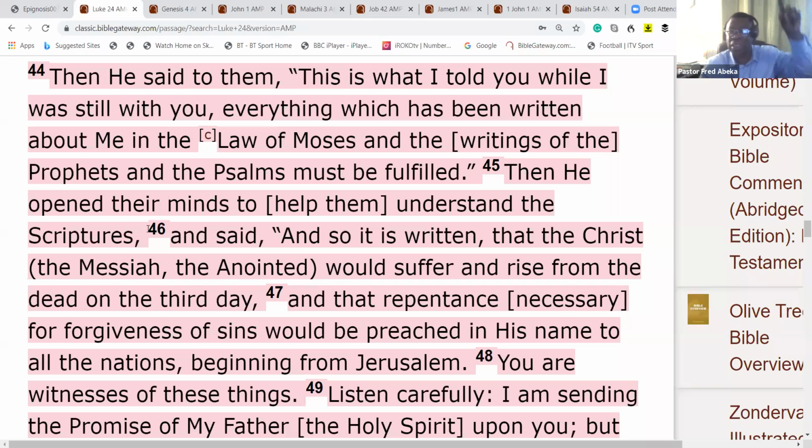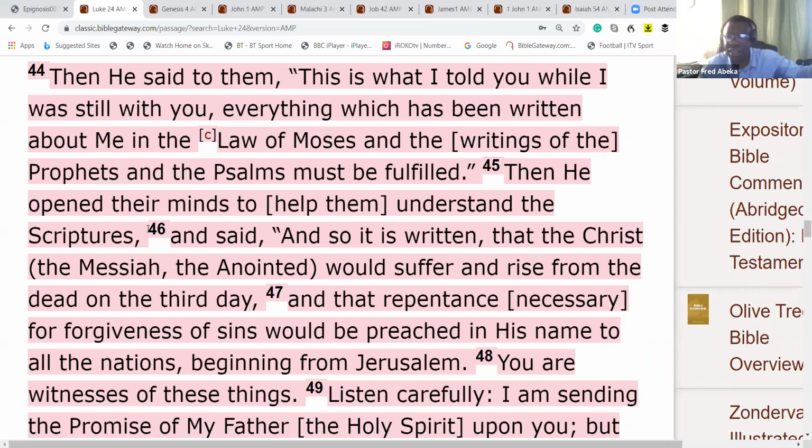Everything which has been written. What is the essence about me in the law of Moses? But when you go into the law of Moses, will you see Jesus that is going to die? No. It was hidden. It was obscured from their understanding. He didn't hide it; it was their state of the fallen Adam.